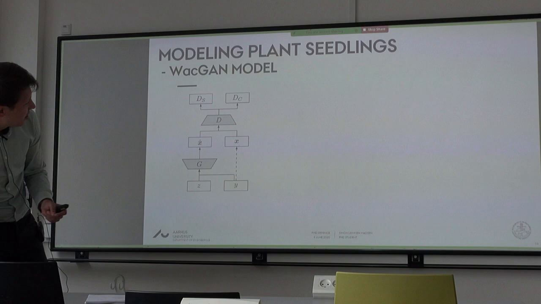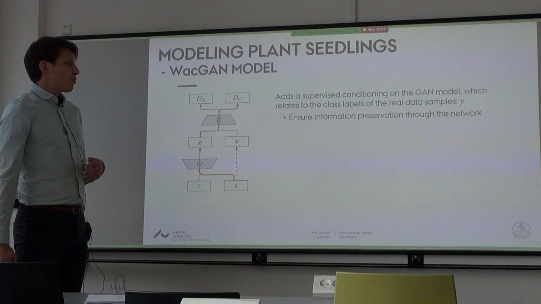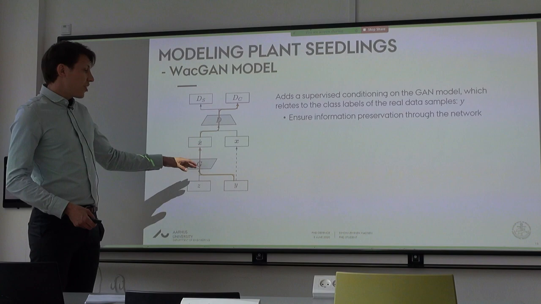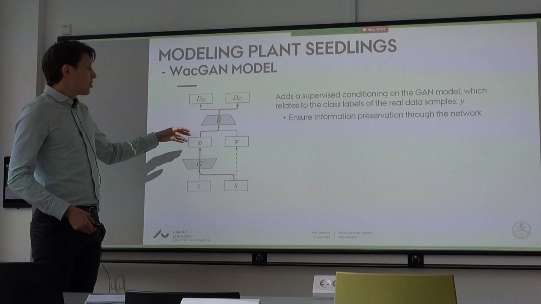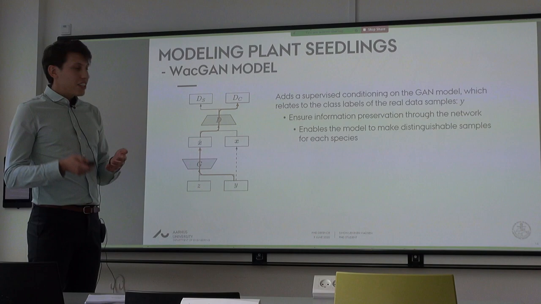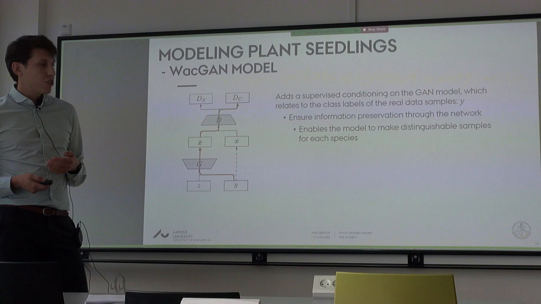Here we go. What this does is that we want to make sure that we have information preservation through the network, so that the class encoding we put in on the input side of the generator is responsible for preserving this information in the generated sample, so that the discriminator is again able to recognize the same class encoding on the output side. So ideally this enables us to make distinguishable samples for each of the different species that we want to reproduce.